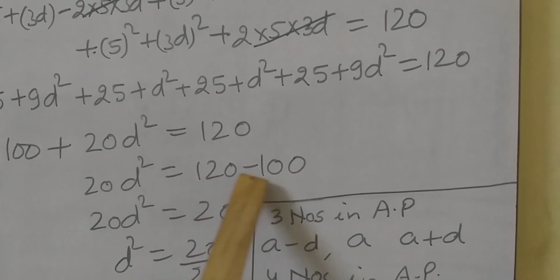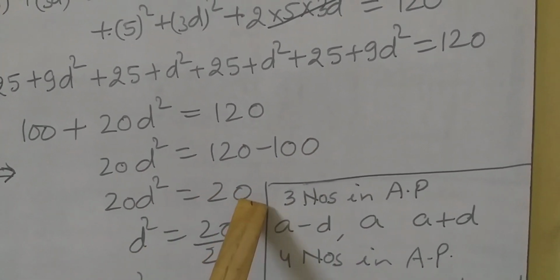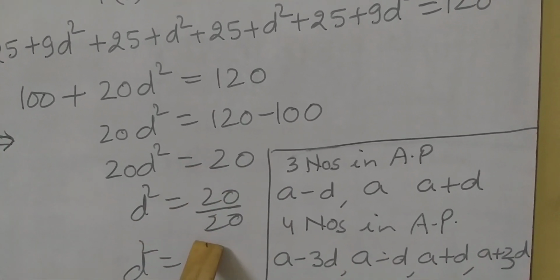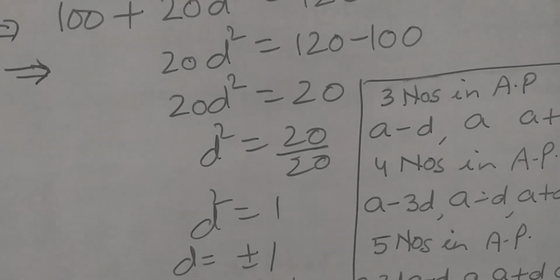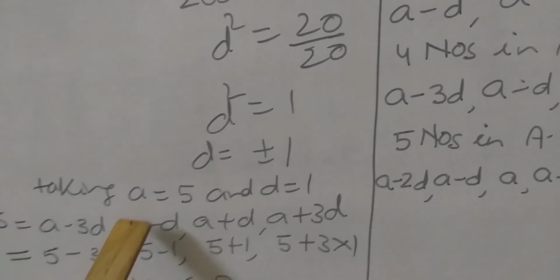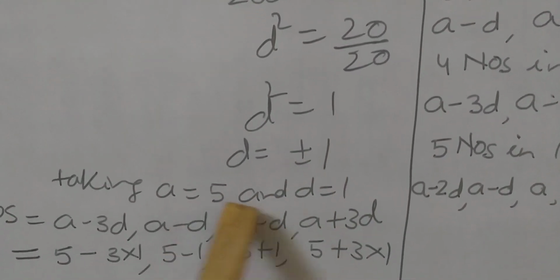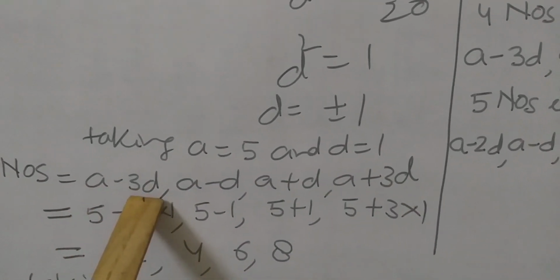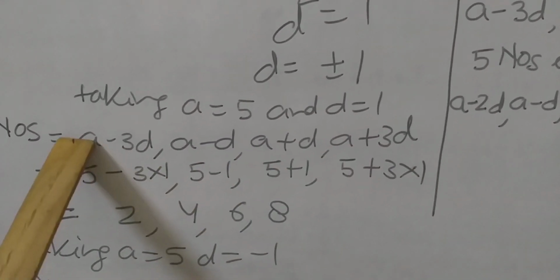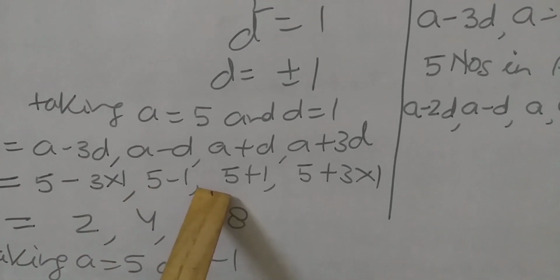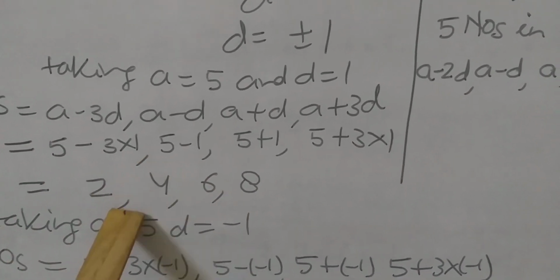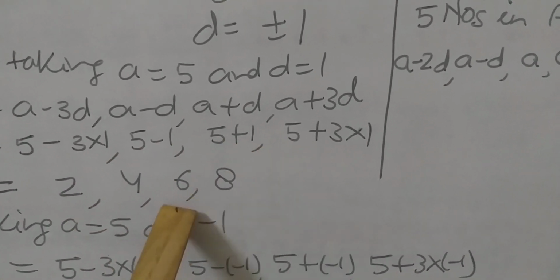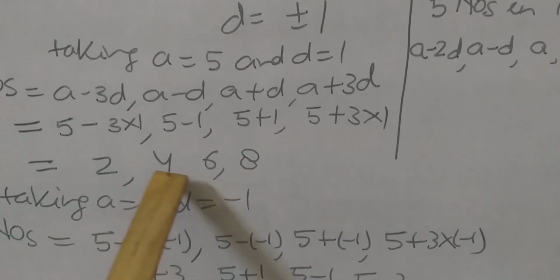20D square equals 120 minus 100. 20D square equals 20. D square equals 20 upon 20. D square equals 1. D equals plus minus 1. Okay, students, so first we take A equals 5 and D equals 1. Putting the values of A and D in these numbers: 5 minus 3 into 1, 5 minus 1, 5 plus 1, 5 plus 3 into 1. 5 minus 3 is 2, 5 minus 1 is 4, 5 plus 1 is 6, 5 plus 3 is 8. So 2, 4, 6, 8.